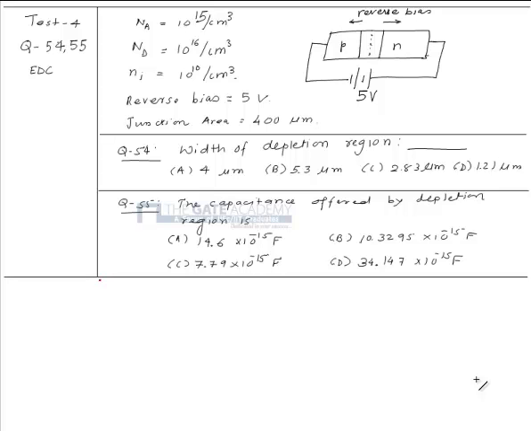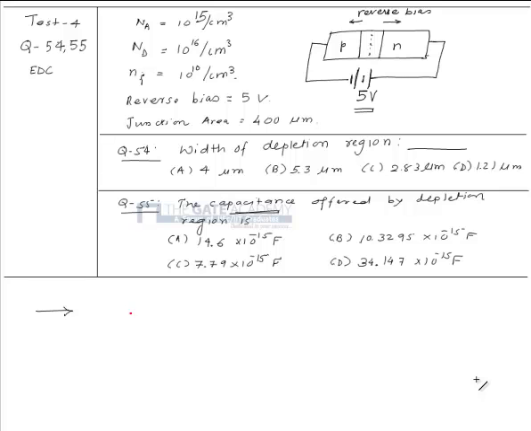Test 4, question number 54 and 55. Acceptor and donor density is given. Intrinsic density is given. Reverse bias is applied 5 volt. So we are supposed to find the width of the depletion region and capacitance offered by the depletion region. Now we should remember that it is reverse biased. So we are not supposed to find the depletion region width at 0 voltage or when there is no voltage applied, but we are supposed to find the width of the depletion region when 5 volt is applied as reverse bias. Now let us find out the answers.